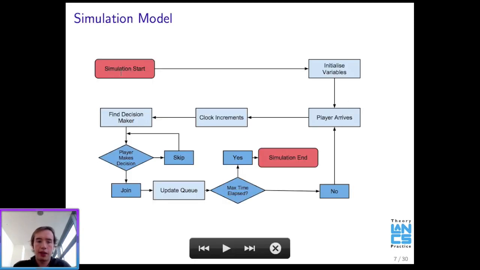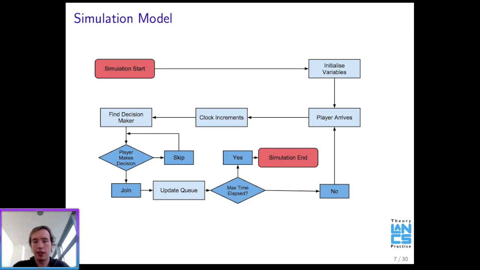So we're going to look at the simulation model in a bit more depth. What happens here is after the simulation starts, we initialize the variables, which is storing the inputs, calculating the selfish policy, and then our first player arrives. After that, the clock increments and we find the decision maker at this new time. When we find the decision maker, they make either a join or a skip decision. Now if they make a skip decision, because we've assumed that skipping takes no time whatsoever, they simply make another decision to prevent redundant cycles of the model. However, if they make a join decision, they enter the station and the queue is simulated. What happens then is we check if the simulation time has elapsed. If no, we simply loop around the process. If it has, we end the simulation there.